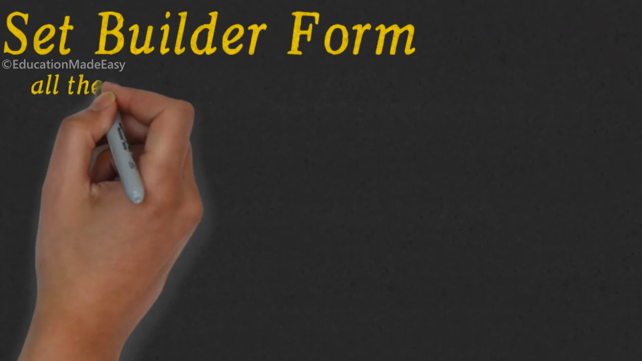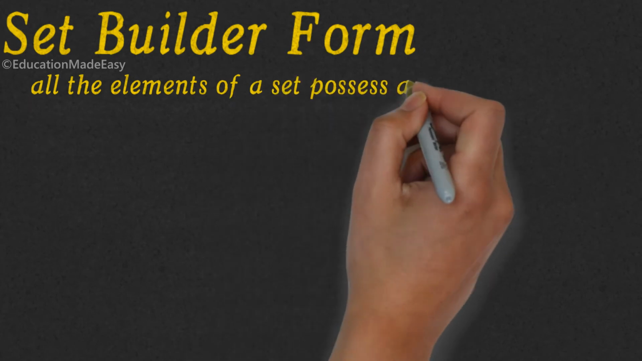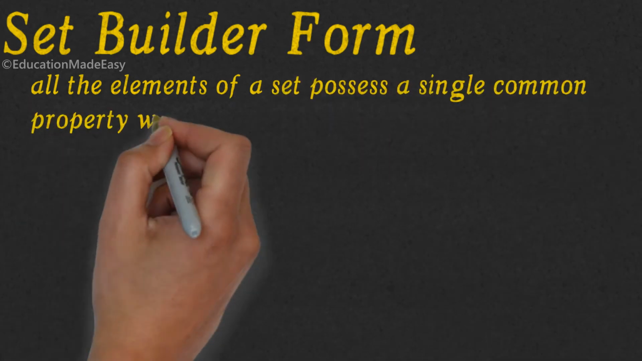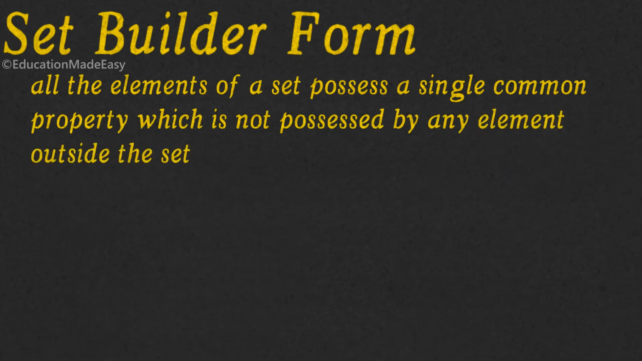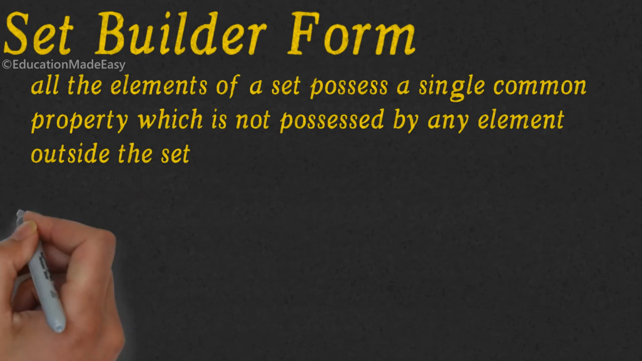Next form is set builder form. Remember, all the elements of a set possess a single common property, which is not possessed by any element outside the set. In set builder form, we will write this property of the set inside curly brackets.